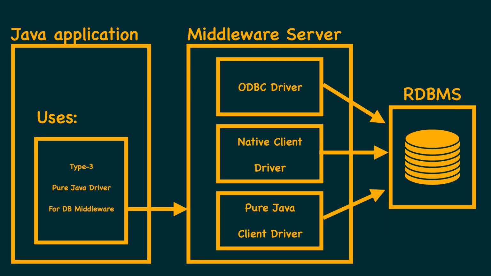Type 3 drivers are also known as pure Java drivers for database middleware. In the early days of multi-tiered architecture for applications, some of the database vendors provided a pure Java JDBC driver that communicates to a middleware server on which either ODBC or native client driver would have been installed. The driver on the middleware further communicates with the actual RDBMS.